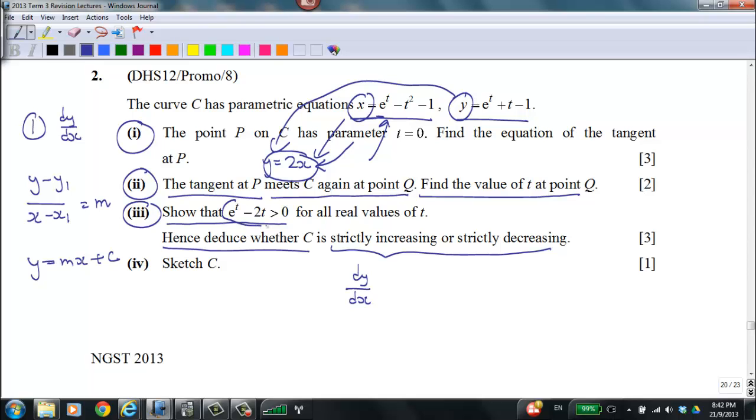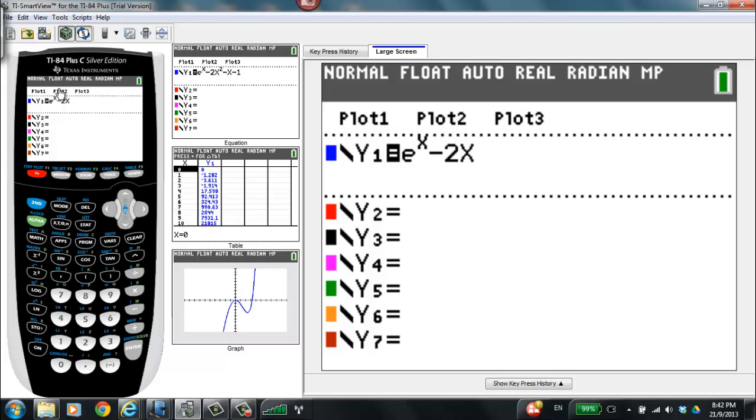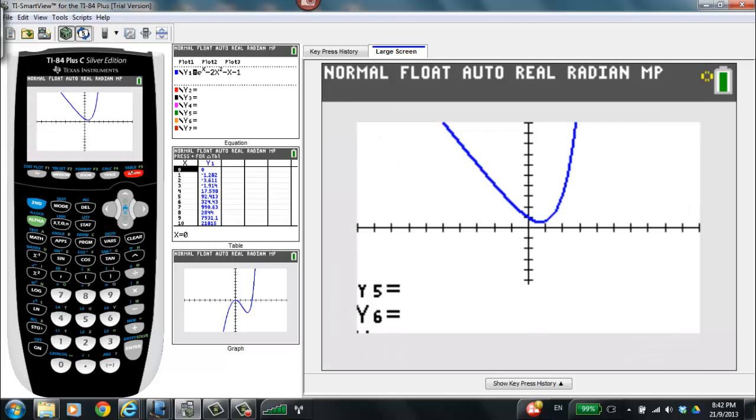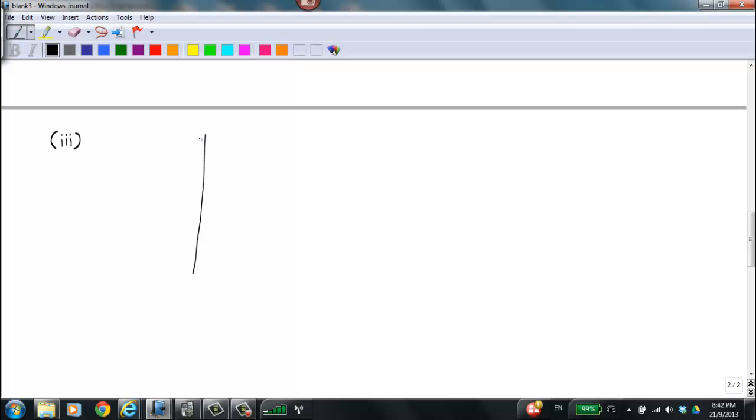But first, how do we show that e^t minus 2t is more than 0 for all real values of t? Take note that this question never implements any restriction on our solving techniques, so the most convenient way will be to use the GC to sketch the graph y equals e^x minus 2x. So go to the GC again, I already put in the equation e^x minus 2x, and when you graph it, you can see that the whole graph lies above the x-axis. So how do we present your solution? Well, do a simple sketch of the graph. Do use a ruler during exams, please.